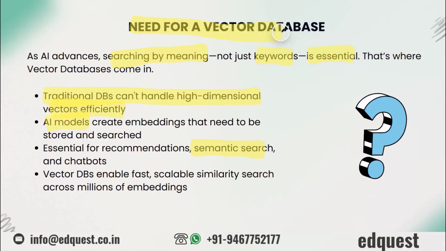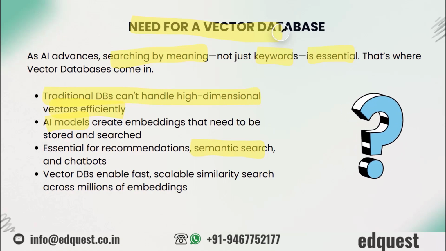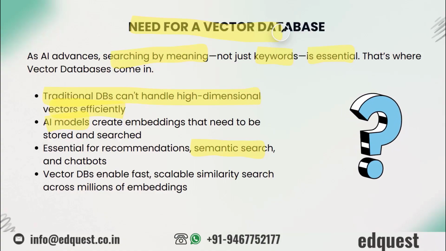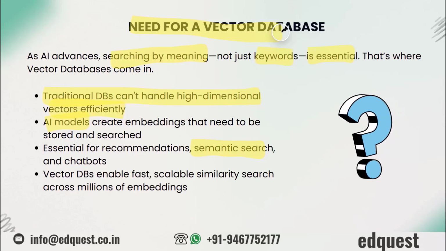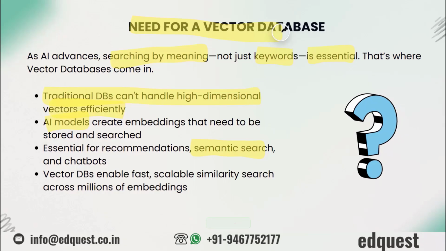Think of real-time recommendations on Netflix or an AI chatbot that understands the context of your question. They rely heavily on fast vector search. In short, vector DBs are essential for modern AI applications where context and meaning matter more than just a keyword.